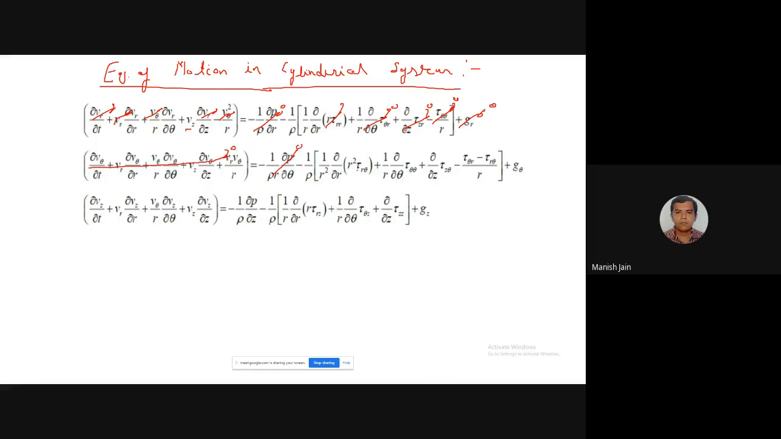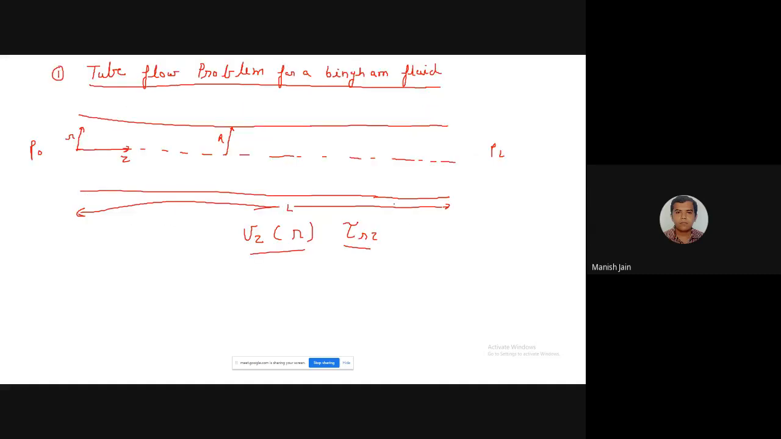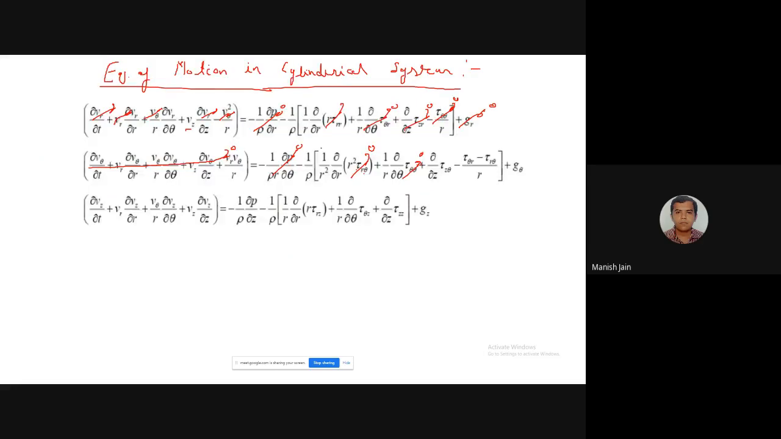This is zero. Tau rθ is zero. Tau θ is zero because you have only two non-zero quantities. Velocity is non-zero, Vz is not zero. Tau rz is not zero, and the pressure drop P is not zero. Okay, so all other components are zero. You have to search for tau rz.